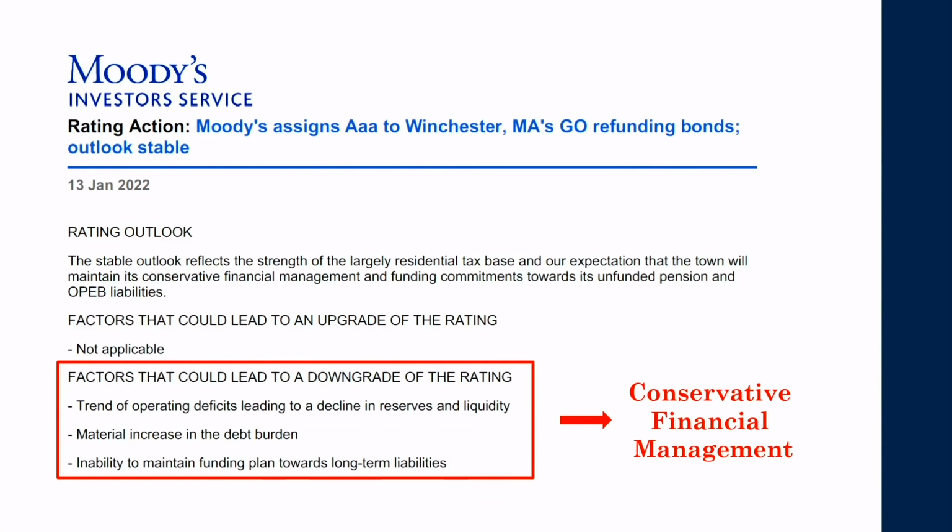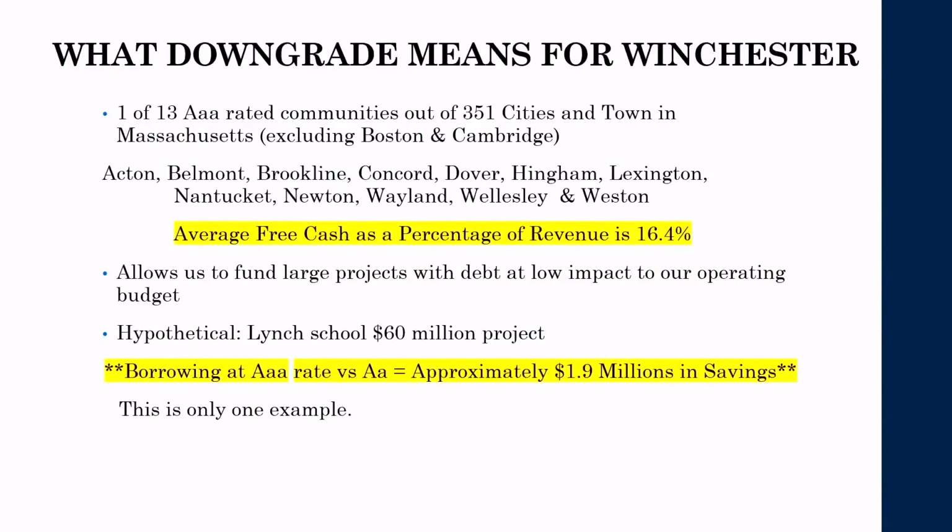So what's this AAA bond rating? Well, in January, Moody's gave Winchester a AAA bond rating. And you can see, highlighted in red, the factors that could lead to a downgrade of this rating. A trend of operating deficits leading to a decline in reserves and liquidity, material increase in the debt burden, and inability to maintain a funding plan towards long-term liabilities. What would a downgrade mean for Winchester?